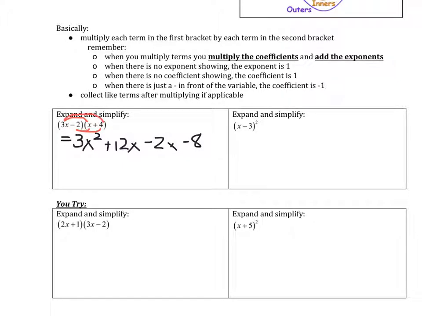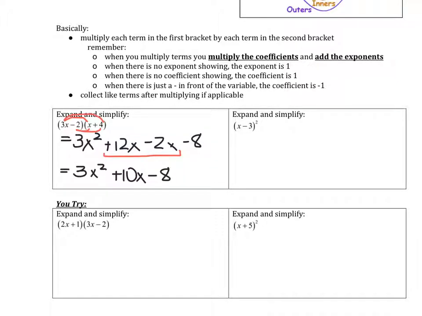Your final step is going to be to collect your like terms, which is usually going to be the middle terms. And your final answer is going to be 3x squared plus 10x minus 8. Make sure you're writing it in proper form: the x squared term first, then the x, then the constant.